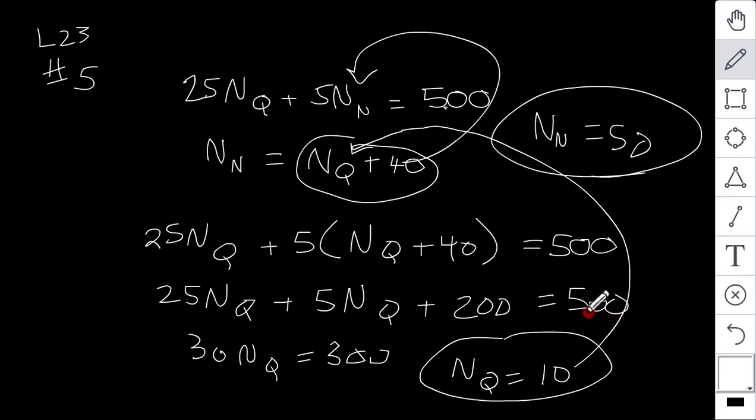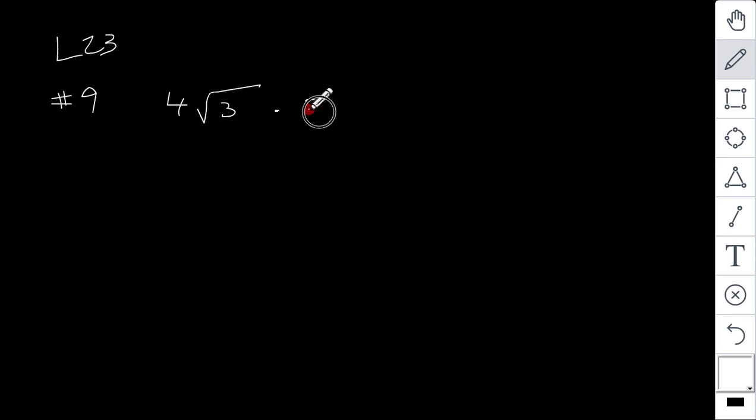Okay, the last problem is number 9. So wiping this out. Number 9, lesson 23, number 9. And we have multiply. I love these problems. 4 root 3 times 3 root 12 times 2 root 3. So multiply all the numbers in front is one way you can do this. I'm going to show you, maybe I'll show you 2 ways to do this.